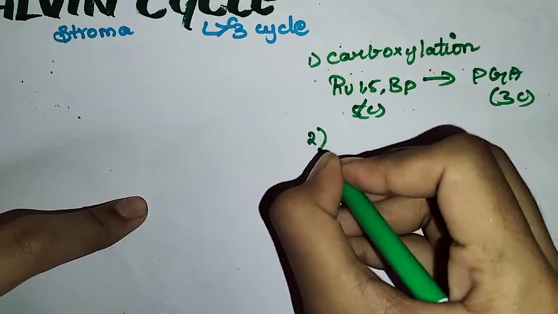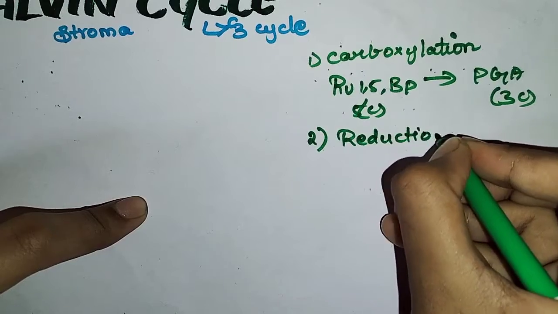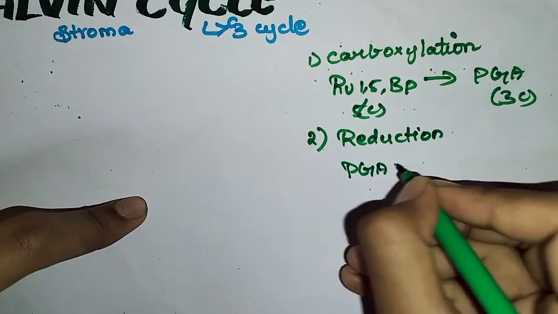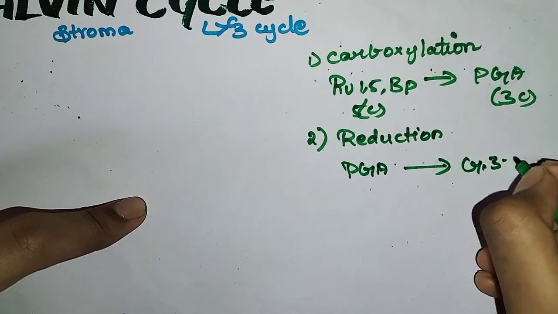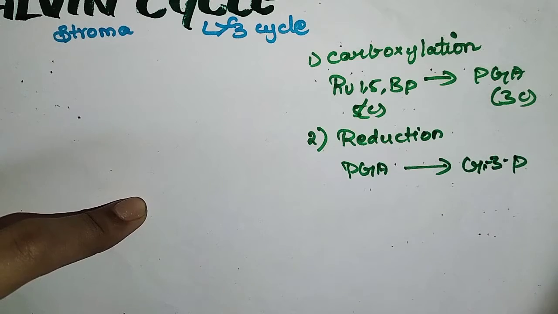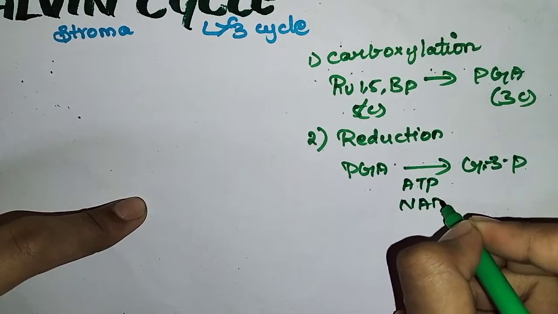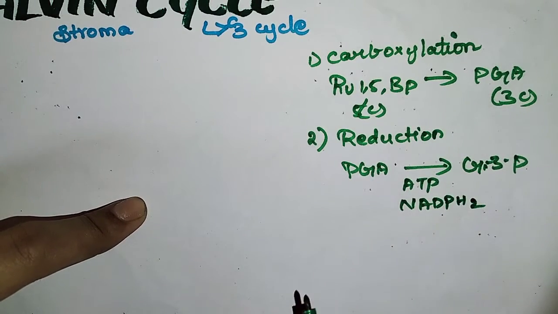The second step is reduction. Clear? In this reduction step, the PGA is reduced to glyceraldehyde 3-phosphate. Here what is used is NADPH2 and ATP.